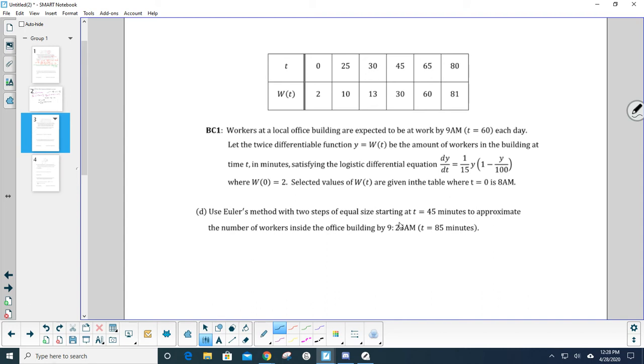You don't have to spend a ton of time on it. Well, we're going from 45 to 85, so we know we have to use the 45 and the 85, and then we have to use 65. Why do we have to use 65? Because you're having 2 equal steps. About 20.